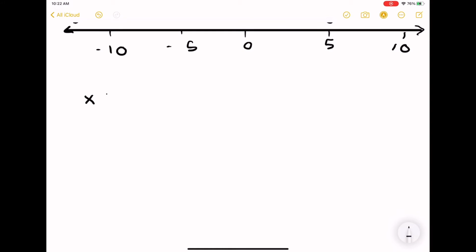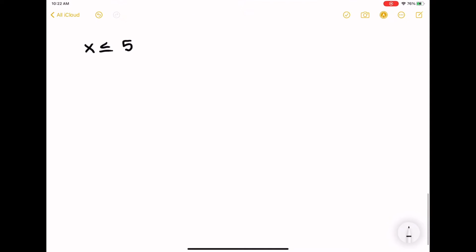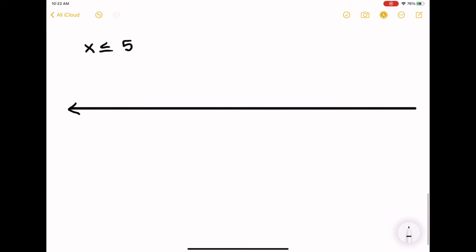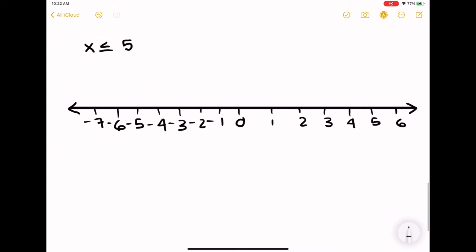So with this explanation, let's do a problem. So we have x is less than or equal to 5. I translated it in words, and if we were to graph this, we will have a filled in circle on 5, and then it will be going back because it's less than or equal to.